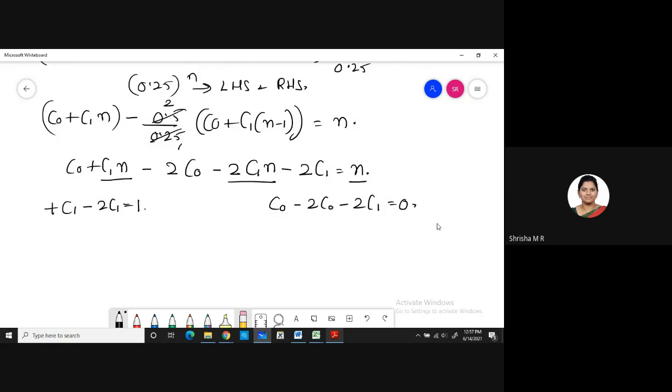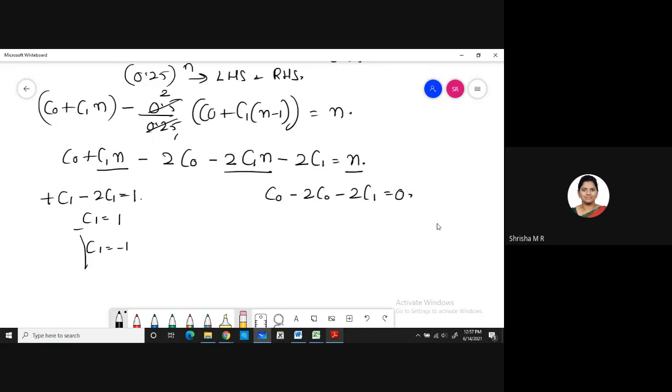Okay, so what is C1? Minus C1 is equal to 1, so C1 is equal to minus 1. So substitute that C1 in that to get C0.